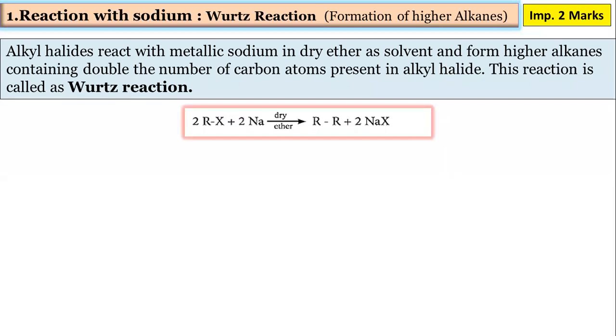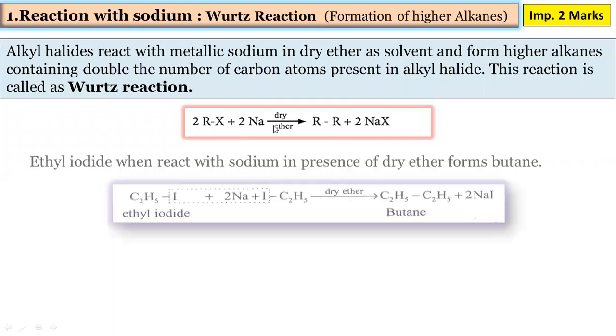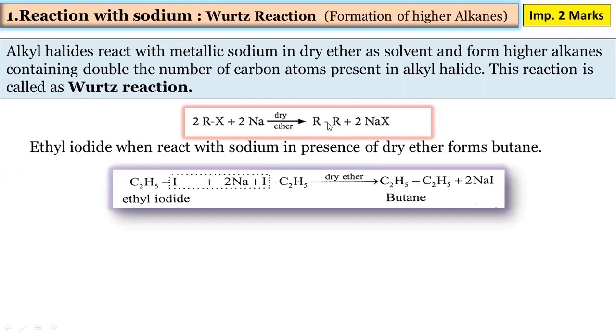One example, see here: 2 molecules of alkyl halide, 2 RX, we have to use, plus 2 Na, giving R-R. Coupling takes place and we get 2 NaX. The X is removed and coupling takes place here. So this is a very specific reaction in which higher alkanes are prepared by using lower alkyl halides.